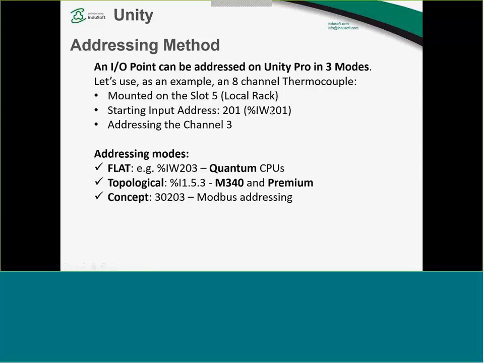So the flat address would be %IW201, like this. And I want to address specifically channel 3. Out of these 8 channels, starting on 201, I want to address channel 3. So the 3 addressing modes that we have on Unity Pro are, first, flat, that would be %, to call any address, IW, input word, 203, so 201, offset 3. That's how it works for the Quantum PLCs, for instance.